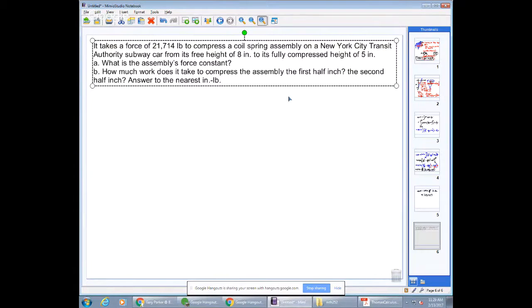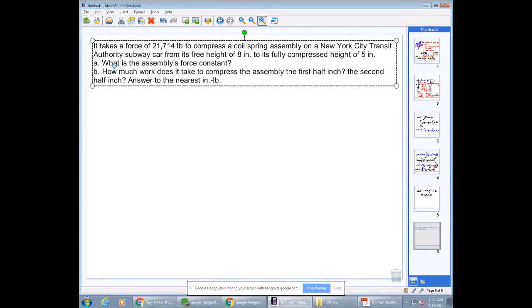Okay, so we got the force. It takes a force of 21,714 pounds. That's like 4 Honda Accords stacked on top of each other to compress a coil spring assembly on a New York City Transit Authority subway car from its free height, when it's unimpeded by anything, of 8 inches, fully compressed, it goes down to 5 inches. Okay, so that's a lot of force.